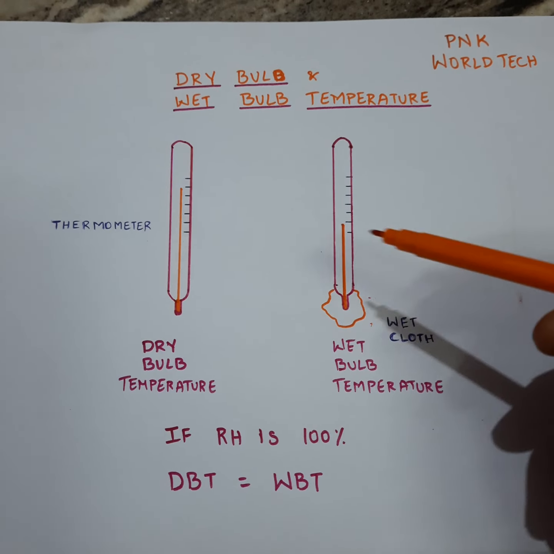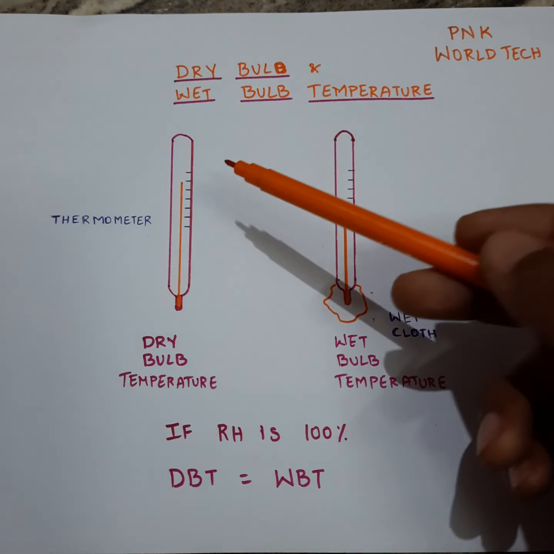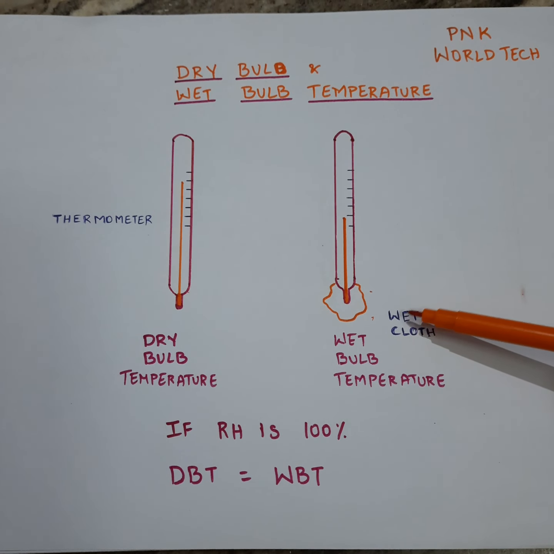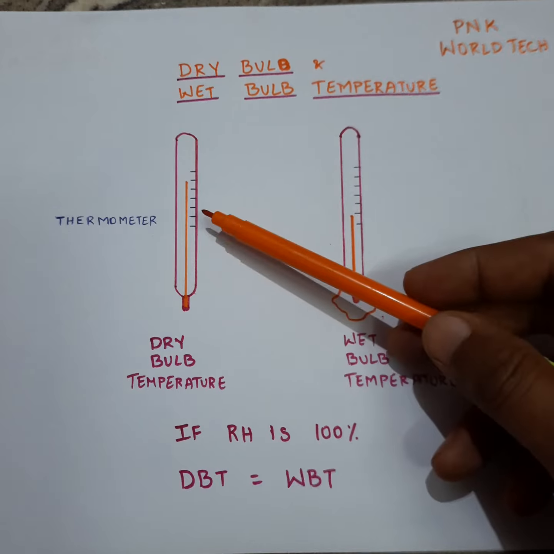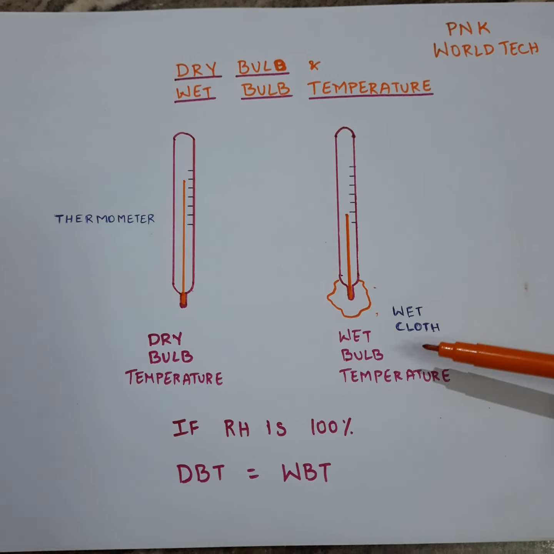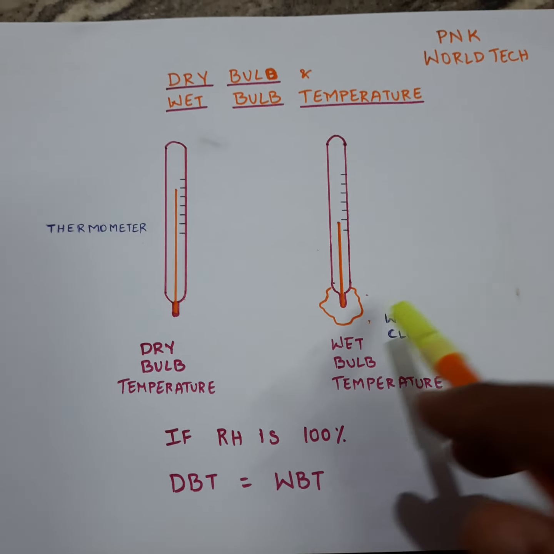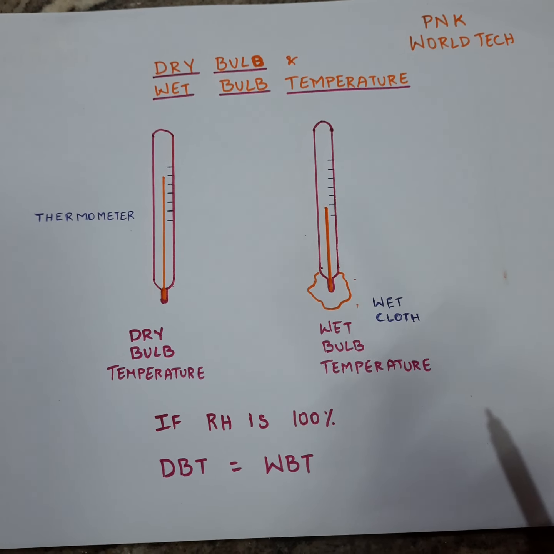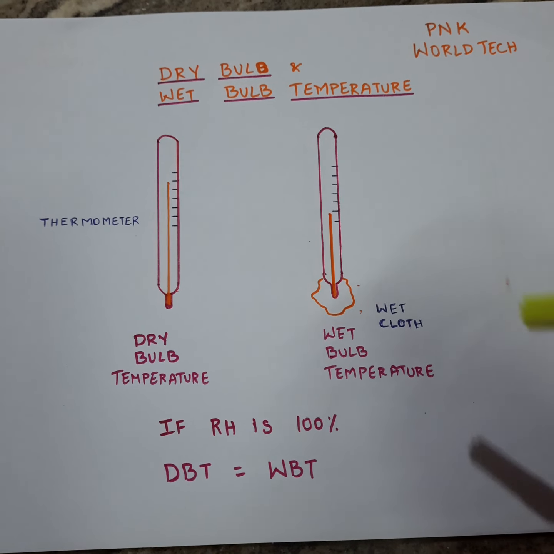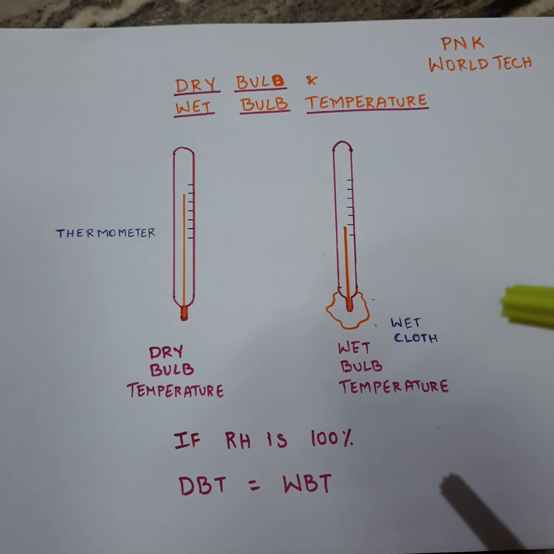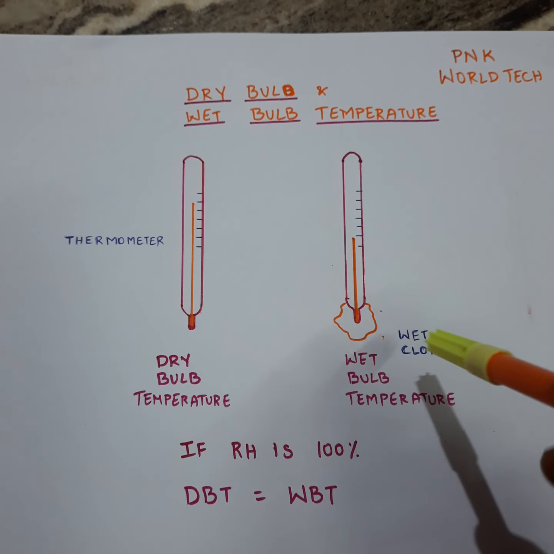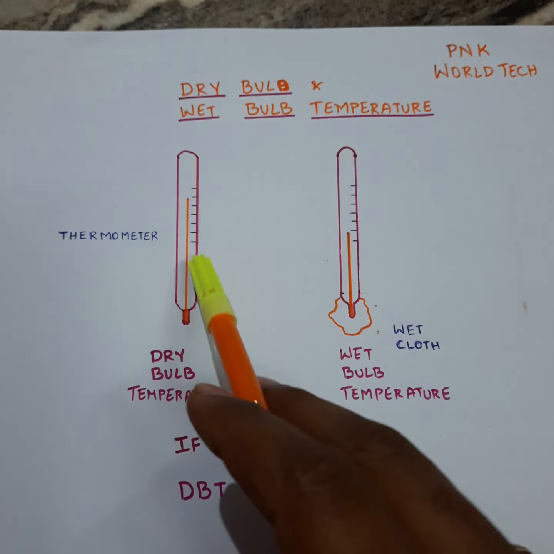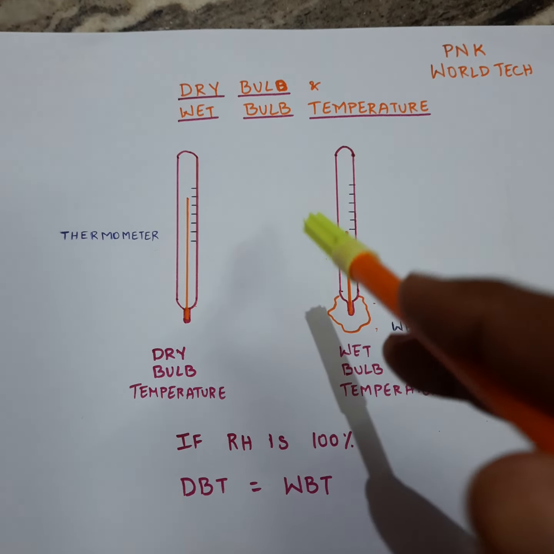That is the reason we can always see a small temperature difference between dry bulb temperature and wet bulb temperature, and the temperature of the dry bulb is high compared to the wet bulb temperature. So in the case of wet bulb temperature, we have to ensure that it is free from moisture. The air we expose should be free from moisture. Otherwise, we cannot get the exact wet bulb temperature, and the difference between dry bulb and wet bulb temperature will vary.